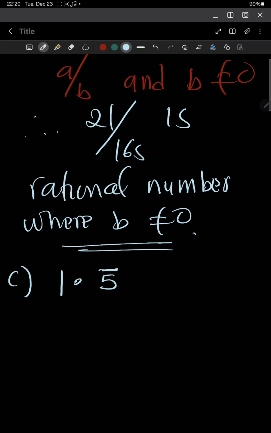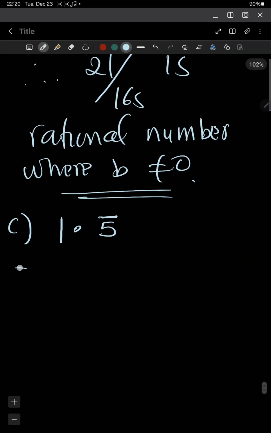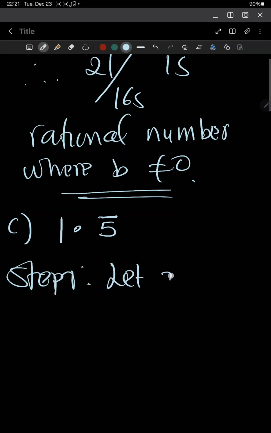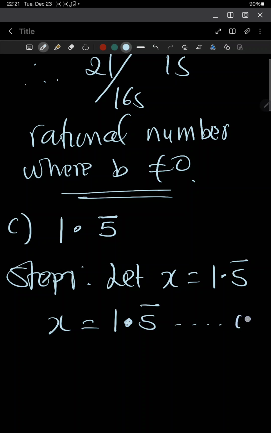1.5 bar. So for us to solve this question, we'll say step 1, let x equal to 1.5 bar. That is our equation 1. Like I said, for you to say that this is equation 1, after the decimal point, what follows should have a bar. According to that, it has a bar. That is equation 1.